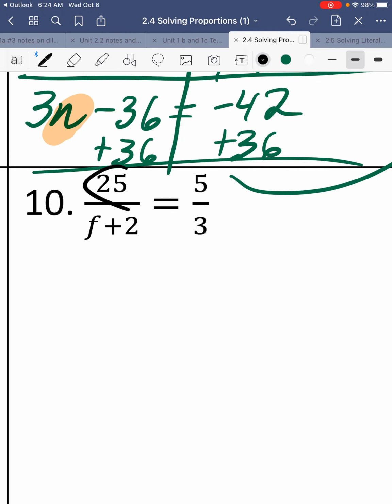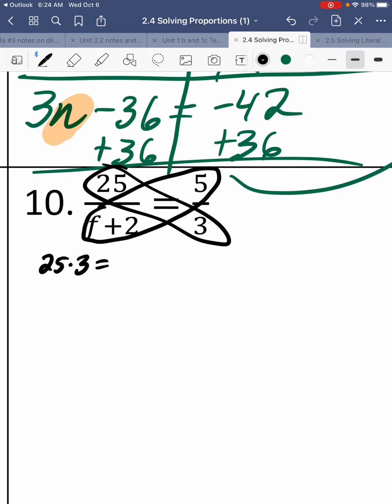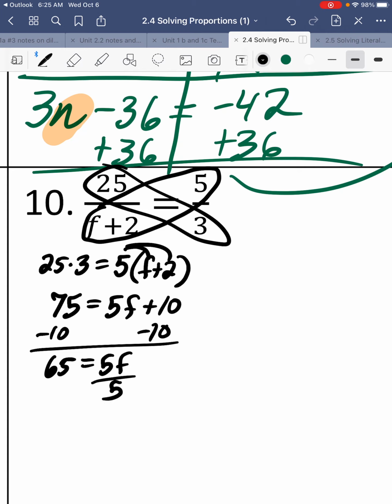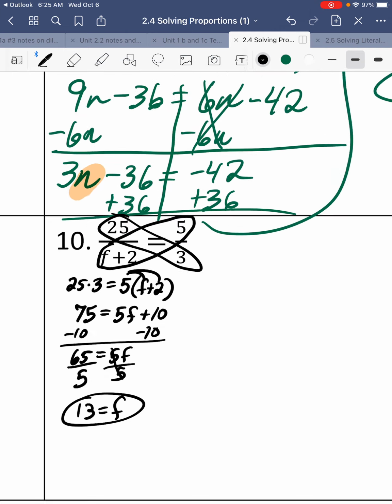Number 10. 25 times 3. Oh, we haven't had one of these in a while. F plus 2 times 5. 5 times f plus 2. Simplify the left side. 25 times 3 is 75. 5 times f is 5f. Plus 5 times positive 2 is a positive 10, so plus 10. Subtract 10, subtract 10. 75 minus 10 is 65. 5f, divide by 5. And we're going to get f equaling 65 divided by 5 is 13.